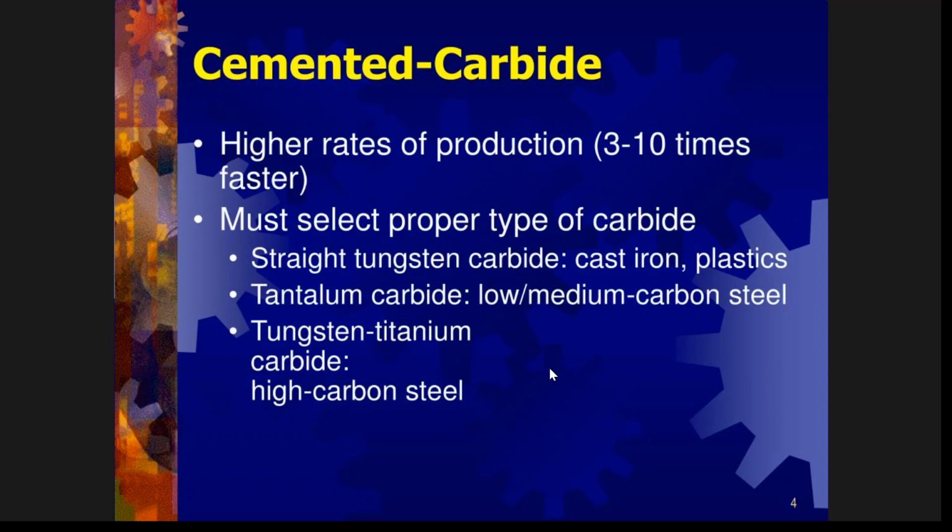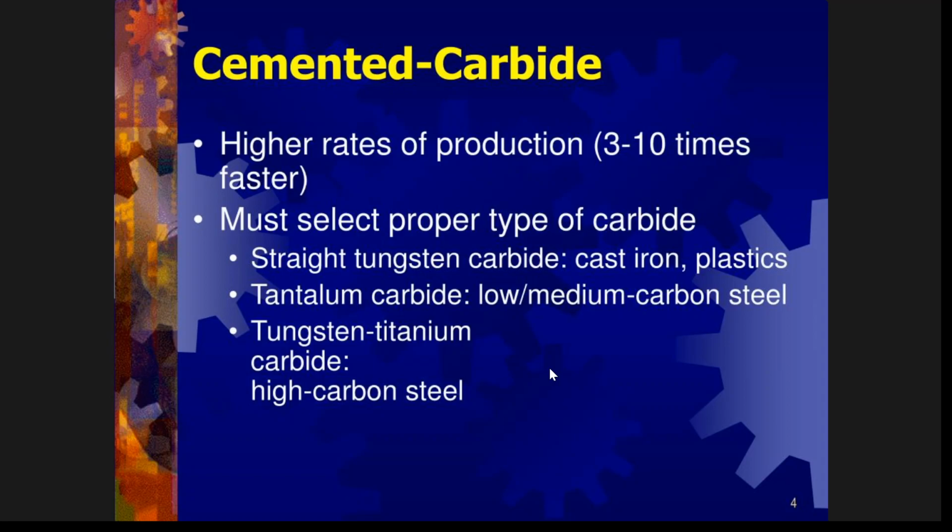Another cutting tool material is cemented carbide, and it is comparatively harder than high speed steel and can be used for high rates of production, or where we want to increase the depth of cut as well as the speed of cutting. So for fast operations you can use a cemented carbide tool. It is 3 to 10 times faster than HSS, and you must select the proper type of carbide.